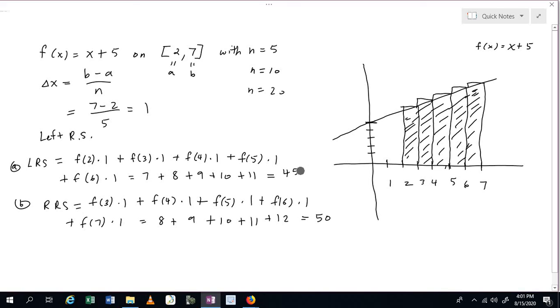And what's going to happen is both of these Riemann sums, the left Riemann sum and the right Riemann sum, are both going to converge towards some number that's between 45 and 50. And whatever number they start converging towards, as n goes to infinity, that's the exact net area trapped between the function and the x-axis between 2 and 7.